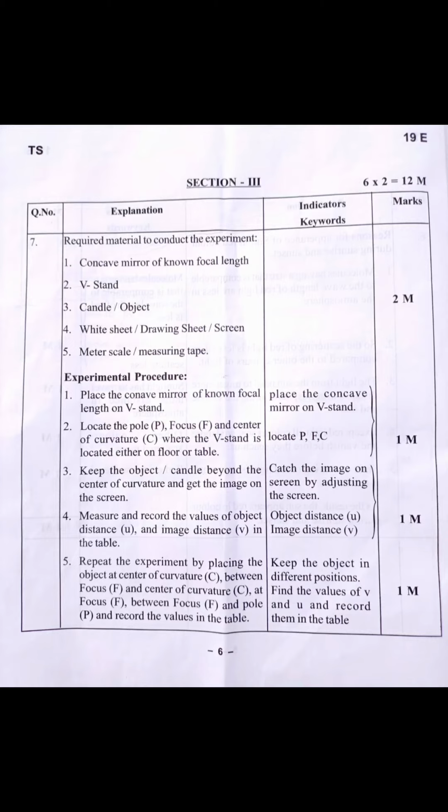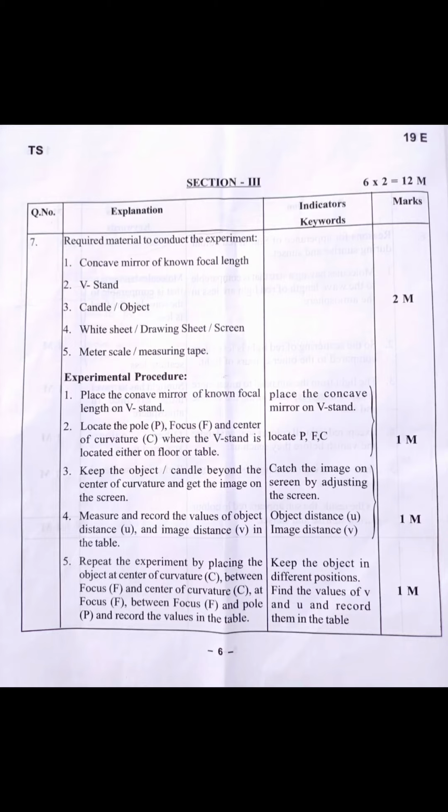So what are the required materials to conduct this experiment? The concave mirror experiment is given. Concave mirror of known focal length, V stand, candle, white sheet, drawing sheet, meter scale, measuring tape. All these you have to write. This all carries 2 marks.